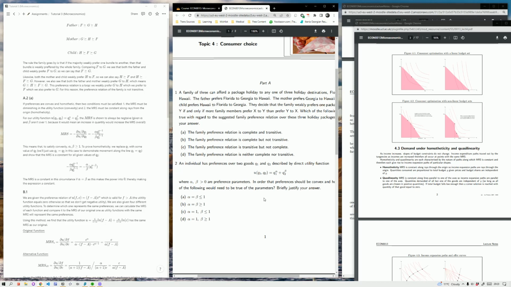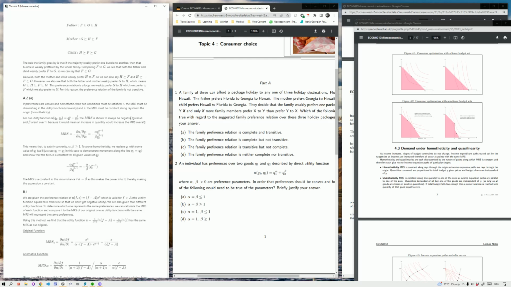So we've proven homotheticity. Now we need to prove convexity. To prove convexity, you need to show that the MRS is always negative, basically, which I have misspelt, and I've just realized. Negative, I see.